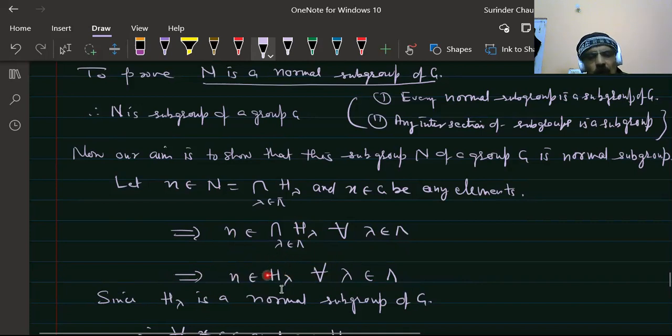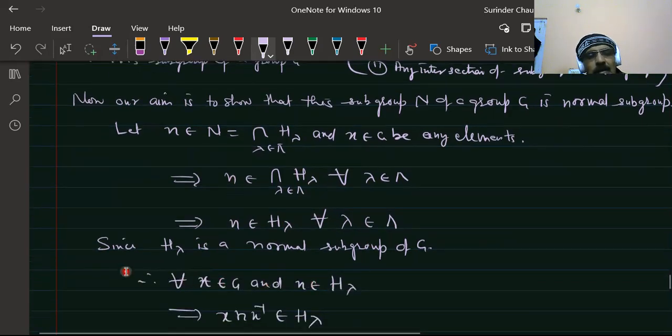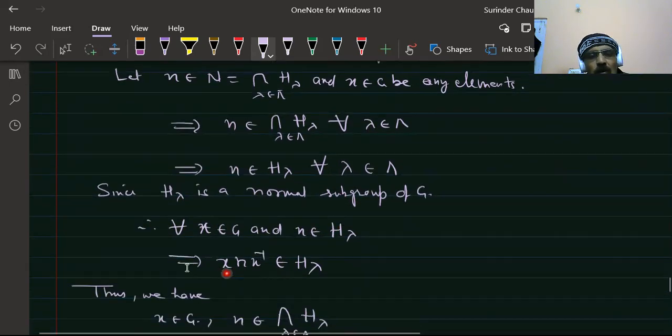Each H lambda is a normal subgroup: H1, H2, H3, and so on, whatever. Since H lambda is a normal subgroup of G, therefore for all x belongs to G and n belongs to H lambda, x n x inverse also belongs to H lambda. That is because H lambda is a normal subgroup.